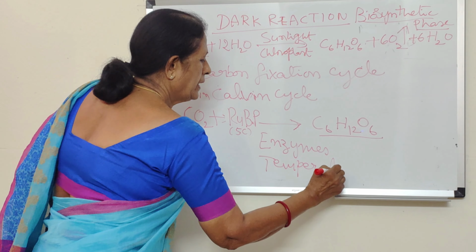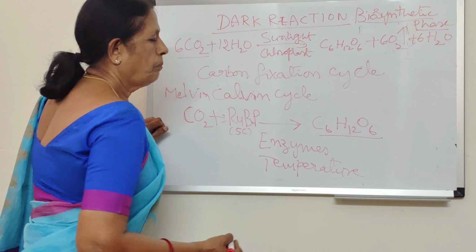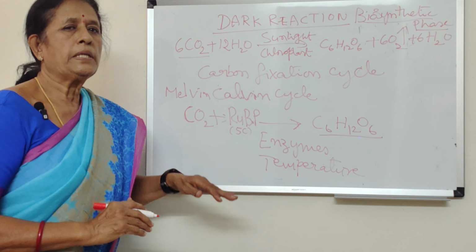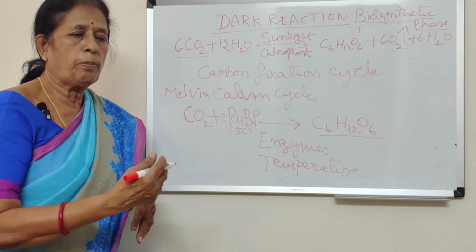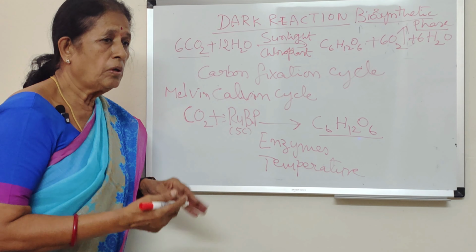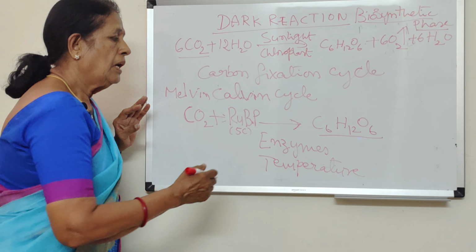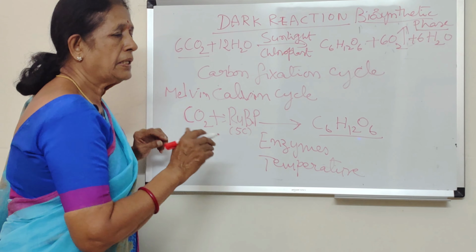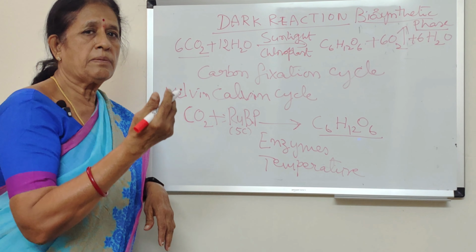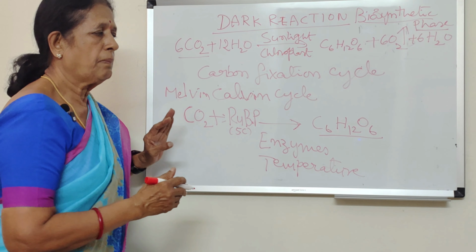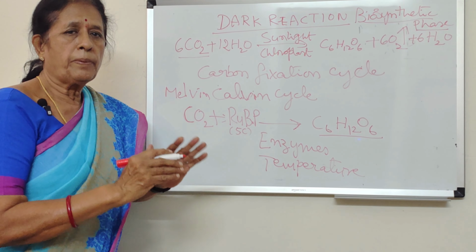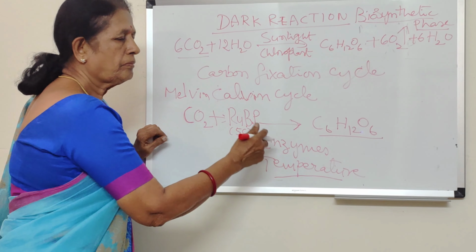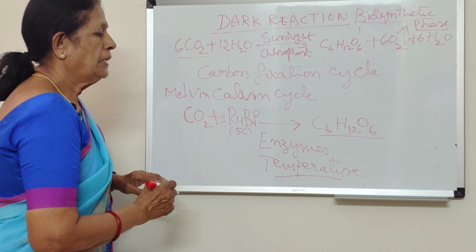Temperature is also very important for the process of photosynthesis. With the increase in temperature, the process of photosynthesis speeds up, but only up to a certain temperature. After that, the enzymes become denatured, they get killed. So after a certain maximum temperature, photosynthesis will not take place. So there will be an optimum temperature.